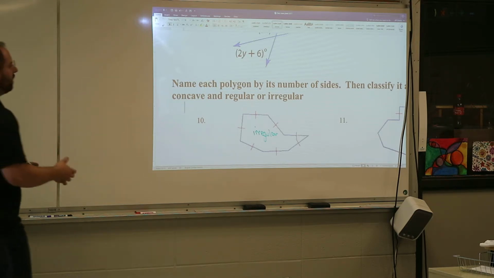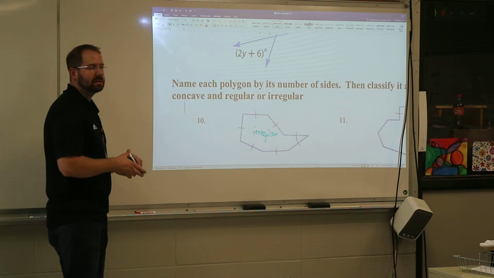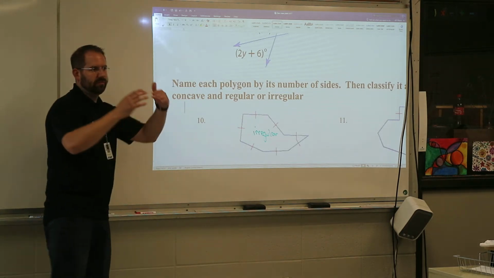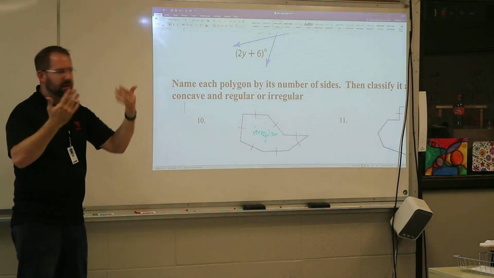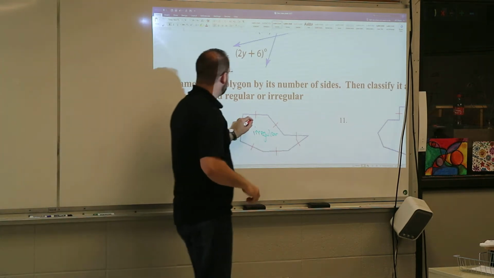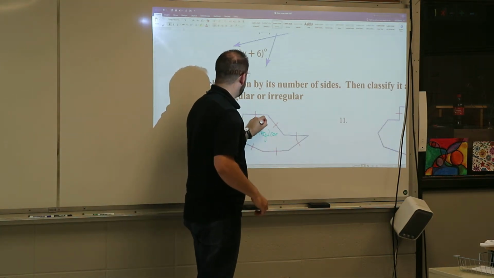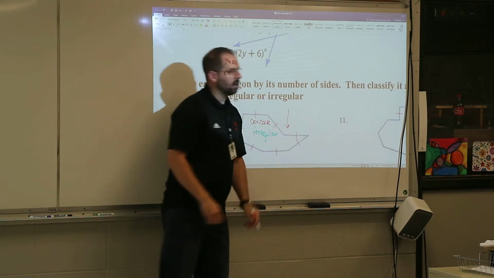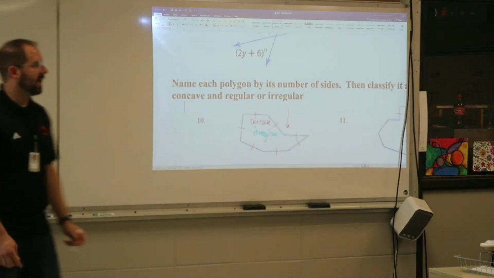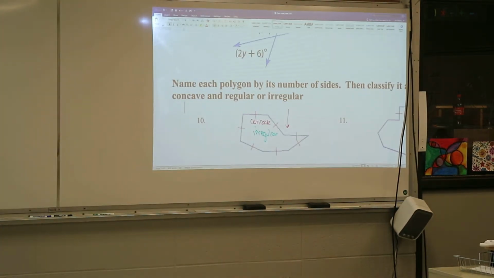Now, is this convex or concave? Does it have a dent? Does it have like a dent or cavity to it? Yes, so it's concave. This is concave because it does have a dent. Actually, the dent's right there. It dented in, has a cavity. So it's concave.